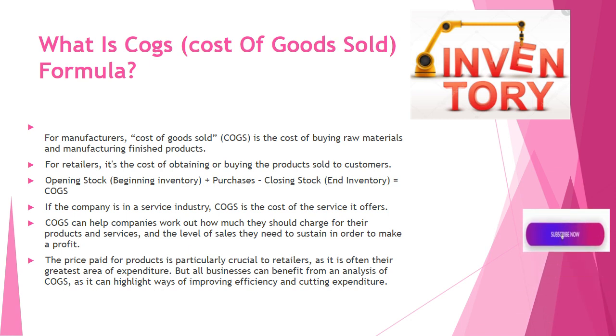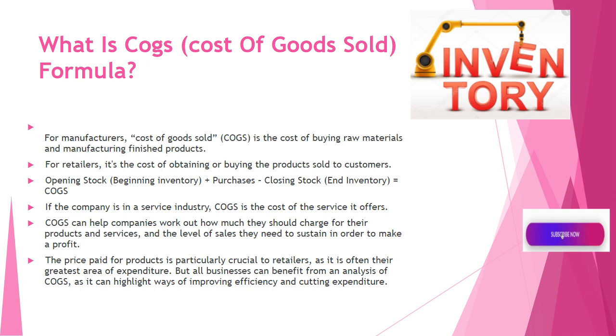Formula? For manufacturers, cost of goods sold, COGS, is the cost of buying raw materials and manufacturing finished products. For retailers, it's the cost of obtaining or buying the products sold to customers. Opening stock, beginning inventory, plus purchases, minus closing stock, end inventory, equals COGS. If the company is in a service industry, COGS is the cost of the service it offers.